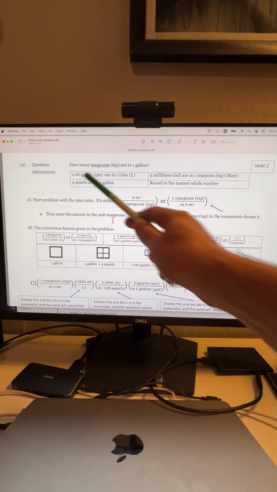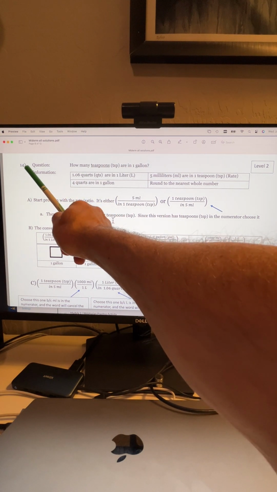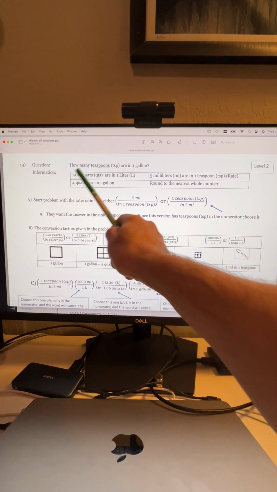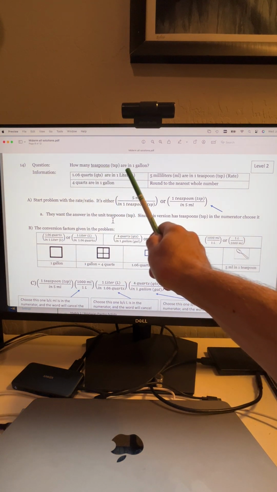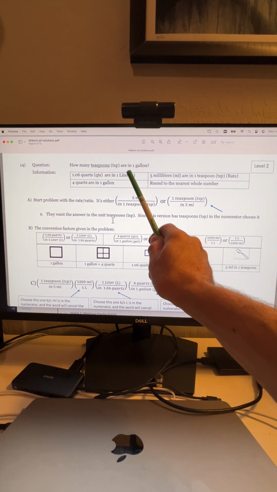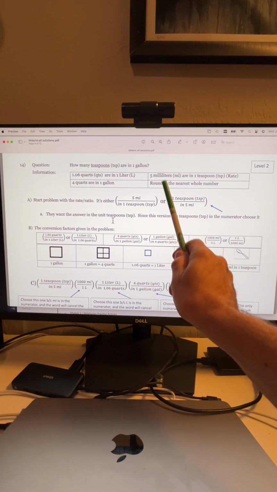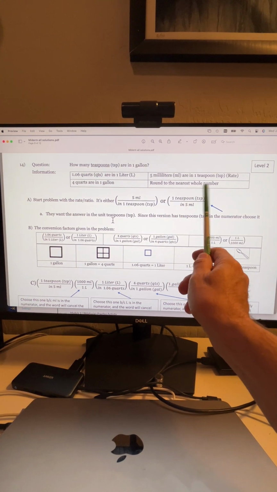I thought I'd talk through number 14 on the midterm review. How many teaspoons are in 1 gallon? And there's your given information. Oh, that's a big one there.